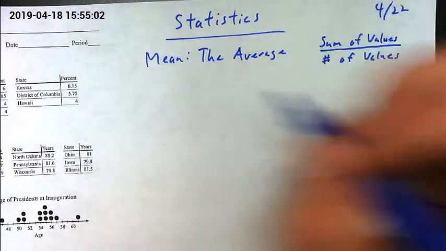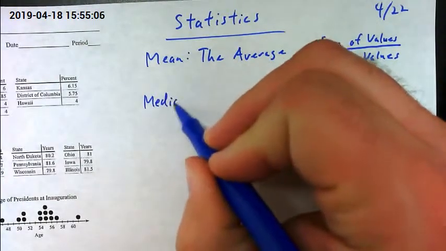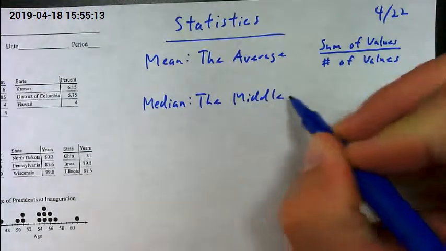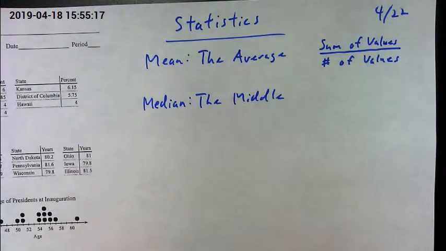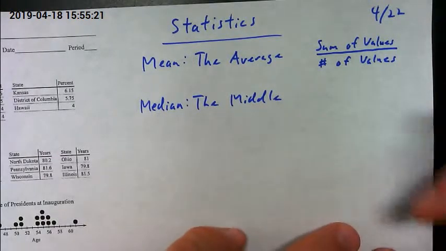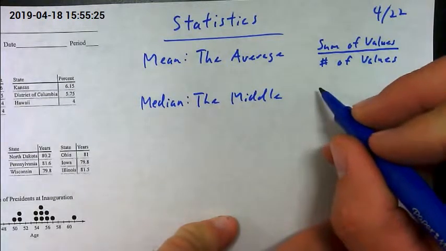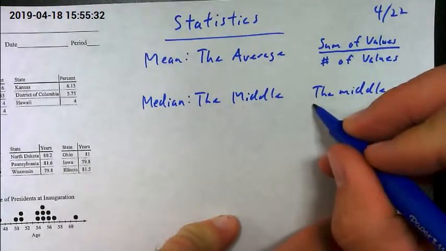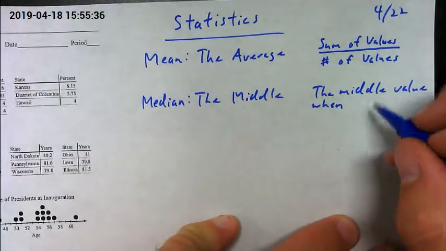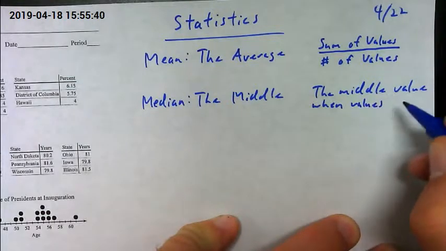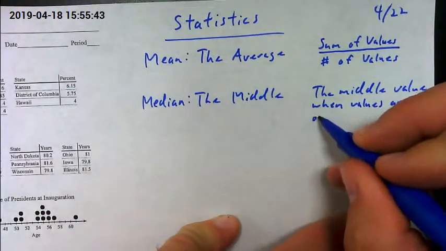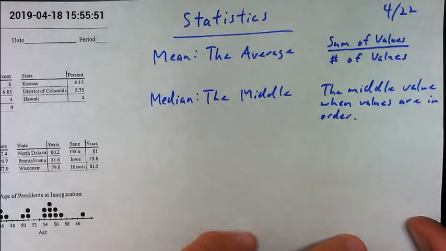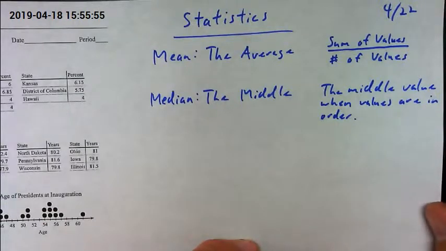Next is median. Median is simply the middle. So the middle value when the numbers are in order. Again, you have to put the numbers in order first in order for this to work. So the middle value when values are in order. So either ascending order, descending order, it doesn't matter, but they have to be in order, going from either least to greatest or greatest to least, and then it's going to be whatever term is in the middle.